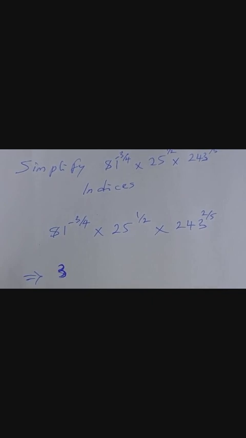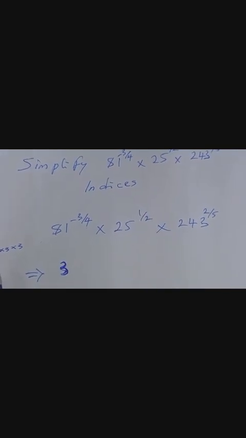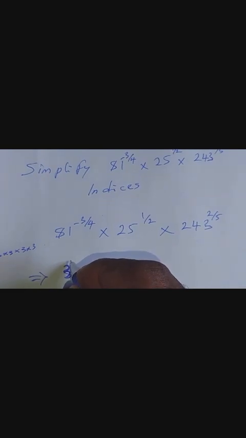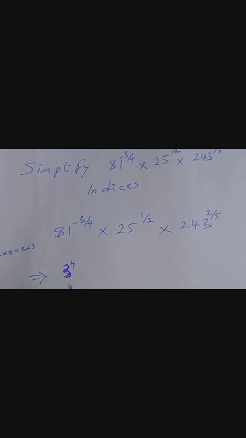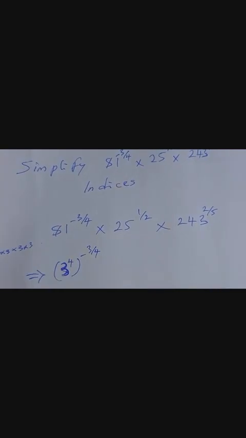So that is 3 multiplying itself 4 times. 3 times 3, 9. 9 times 3, 27. 27 times 3, 81. So it's 3 raised to power 4. That's for the 81. 81 becomes 3 raised to power 4, all in brackets, with the real power of it, minus 3 over 4, as it was in the question. That's it for 81.